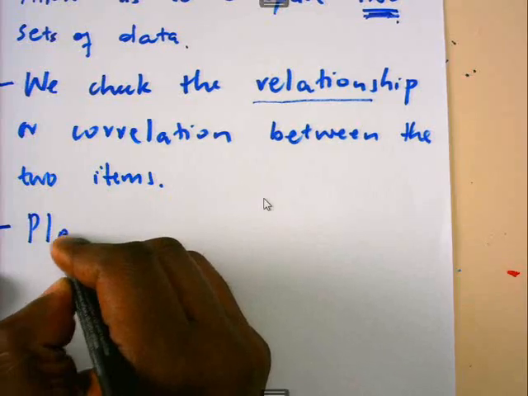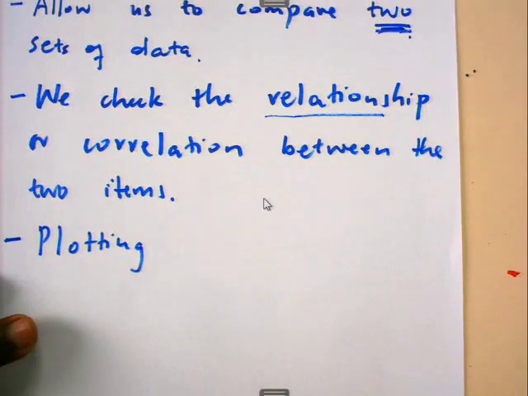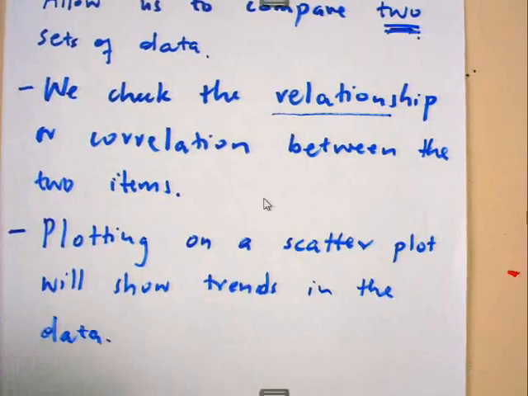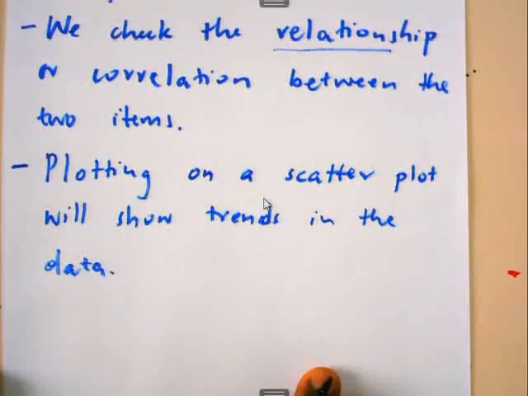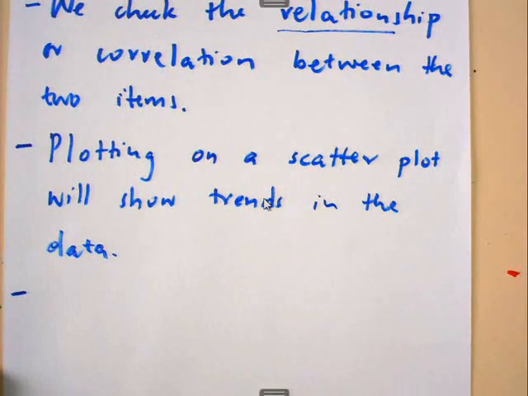I want you to write down some very important notes. Plotting on a scatter plot will show us trends that the data displays to us. What trends do we get from the data? As you plot on a scatter plot, you will realize that certain trends develop, which allows you to make predictions in future, and better understand the relationship of these 2 sets of data.